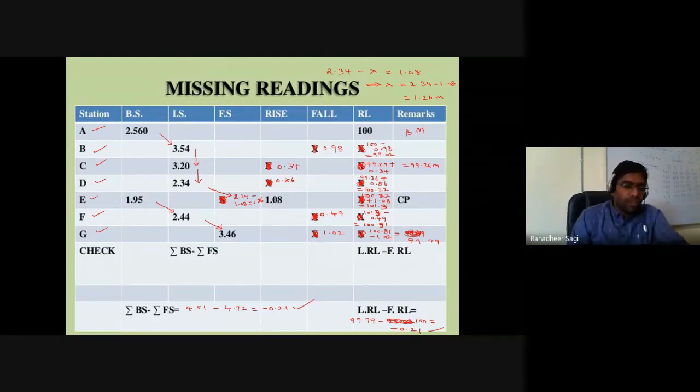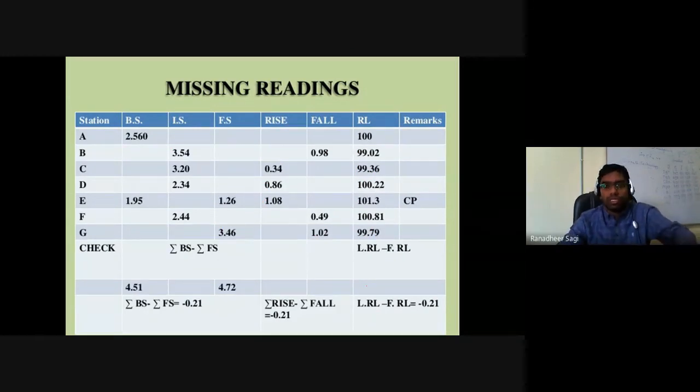So this is how, whenever some data is missing in that particular level book entry, we can calculate those missing values, and you can apply the arithmetic check to understand whether the missing values you have calculated are correct or wrong. In case your arithmetic check is not satisfied, then you have to go back and verify whether your calculated values are correct or wrong. Okay. So you can please check your values with the calculations done properly, which are indicated here.